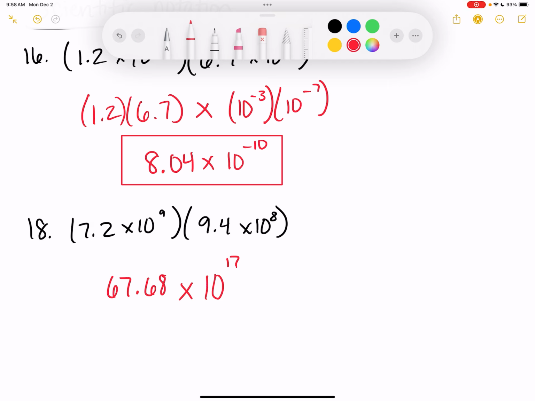Number 22: 1.1 times 10 to the negative 3 divided by 5.5 times 10 to the negative 8. At least for this class, make the math go. If it can't, then it can't.